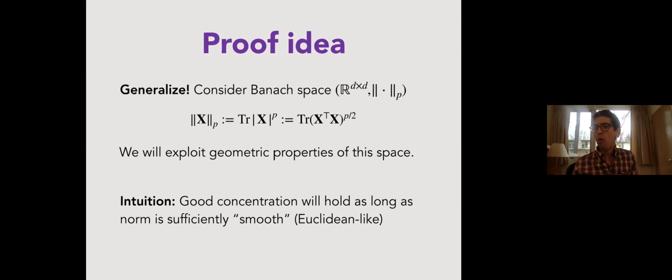is that if this Schatten P norm is sufficiently like the Euclidean norm, what we'll mean by that is sufficiently smooth in a way that I'll make precise later, then good concentration will hold for random variables with respect to this norm. And so we're going to try to exploit this fact to prove concentration in various Schatten P norms, and from there extract the operator norm bound at the end of the day.